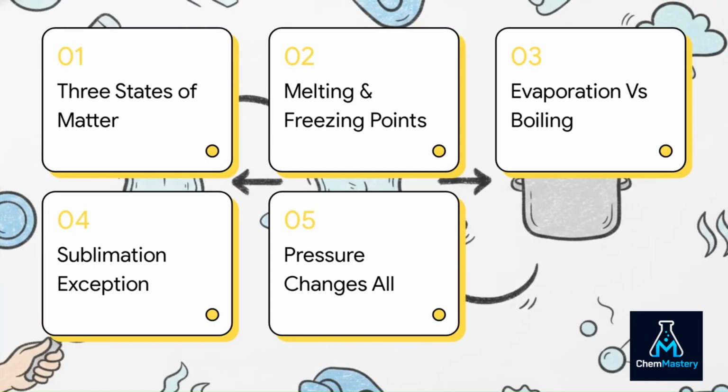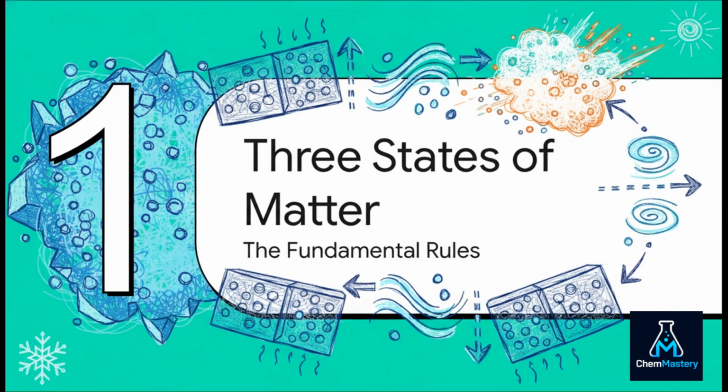Here's our roadmap for today. We'll start with the three states of matter, then check out melting and freezing points. After that, we'll compare evaporation versus boiling, dive into the sublimation exception, and finally, look at how pressure changes absolutely everything. Okay, part one, the three states of matter and the fundamental rules.